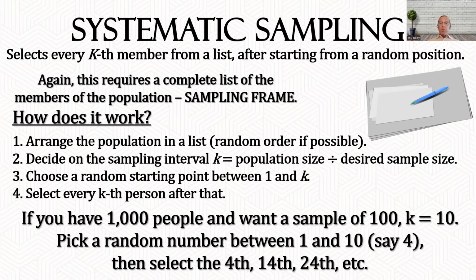So it's best if we look at an example here. You've got 1,000 people. You want a sample of 100. So you're going to take that population, that's 1,000. Your desired sample is 100. So 1,000 divided by 100. K, your sampling interval, is 10 because it's 1,000 divided by 100. So now you're going to pick a random number between 1 and 10. Say it's 4. Okay, then you're going to select the 4th, the 14th, the 24th, and so on, right? You're starting with 4 and you're increasing by k, by that sampling interval.